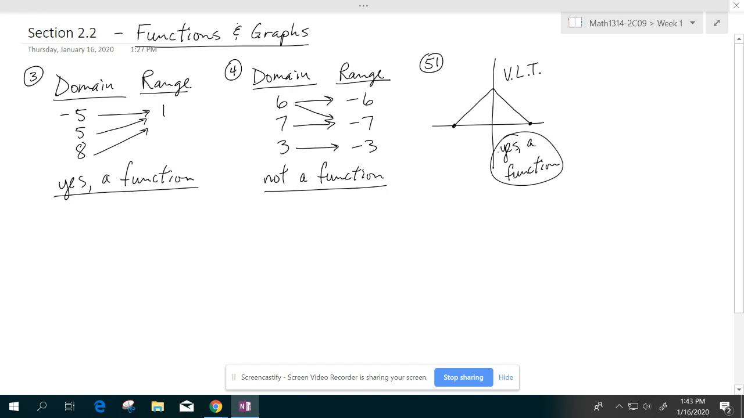And the reason is because it passes the vertical line test. So would you like to see one that doesn't pass? An S would not. We're going to look at number 55. And number 55 is a parabola on its side.